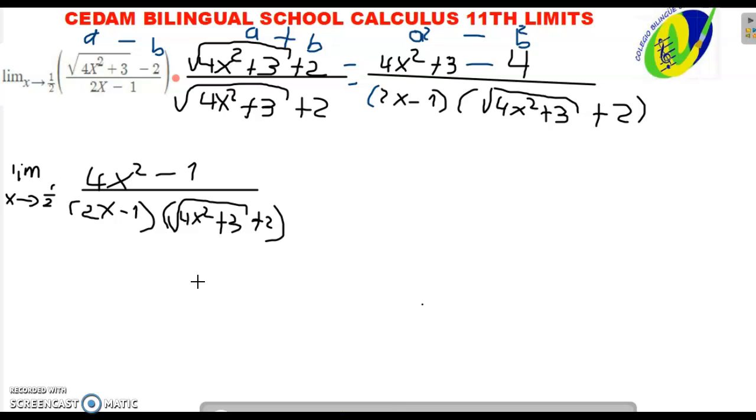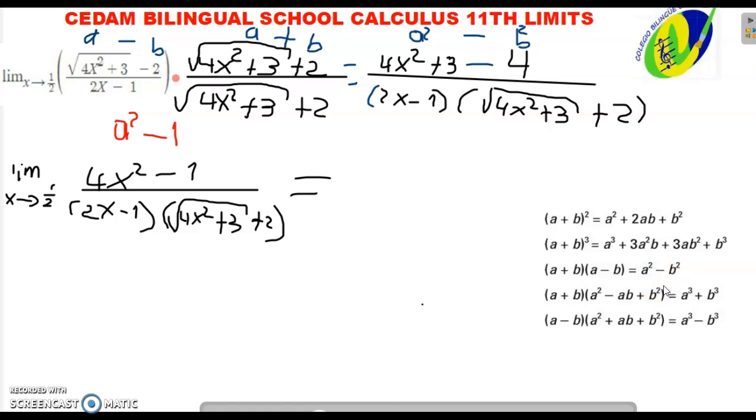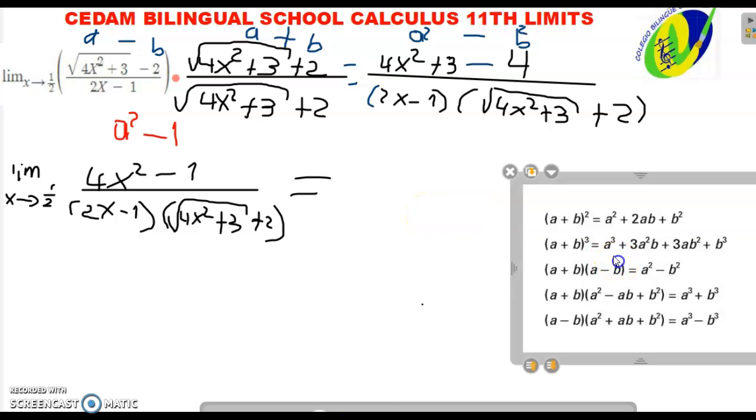But if we observe carefully, we will notice that on the numerator, we have a difference of squares also. Let's see. It would be a square. Why? Because the square root of 4 is 2, and the square root of x squared is x, and the square root of 1 is 1. Now we're going to do the same process, but in the other way, from a squared minus b squared to the factored form. We're going to do the opposite process that we did at the beginning.